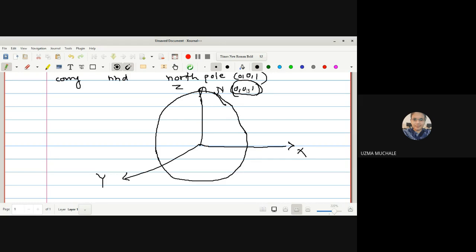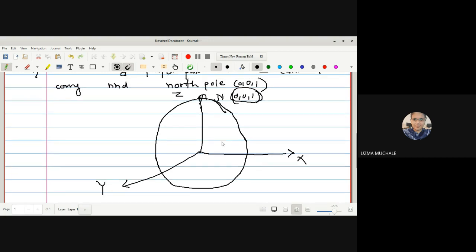You have to find out the proper patch for this. Okay. Now how to find out the proper patch for the north pole? First we should find out what is that point. Okay, the point here will be on your z coordinate, here it is 0, 0, 1.